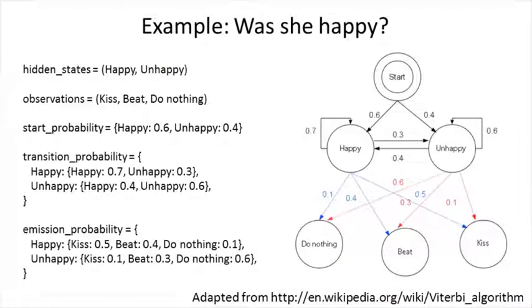So let's start from a very simple example. It's adapted from Wikipedia. Imagine you have a girlfriend. You meet her every night. When you meet her, she kisses you or beats you or does nothing.